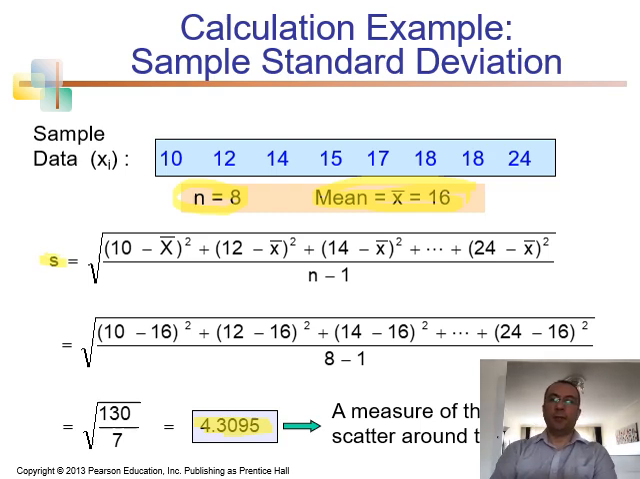So to find the standard deviation, first you need to figure out what the sample size is. Then you need to calculate the mean, and using the variance formula, calculate the variance. Take the square root of variance. That will give you standard deviation.